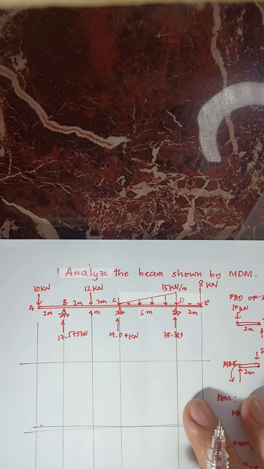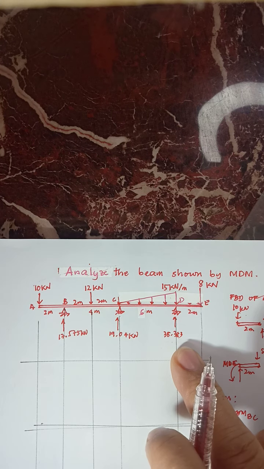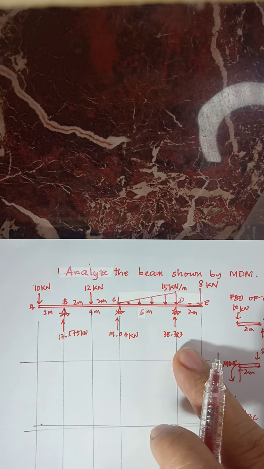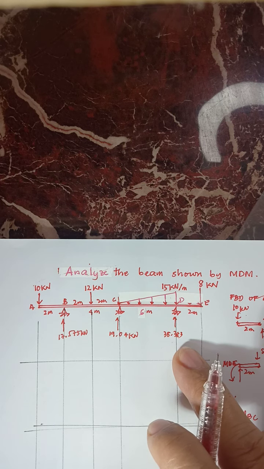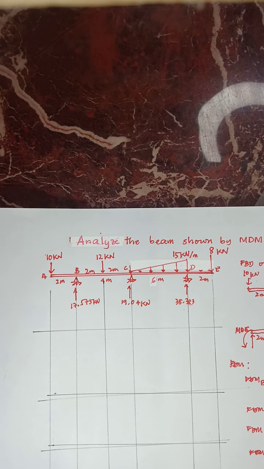Okay, if only the reactions are asked, what are the reactions at the joints or at the supports? You stop here. But if you are required to determine or to analyze the beam, your end result would be the shear and moment diagram. Okay.